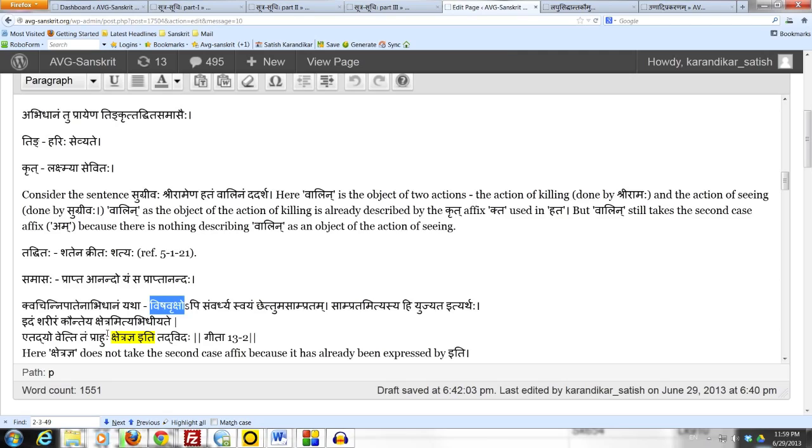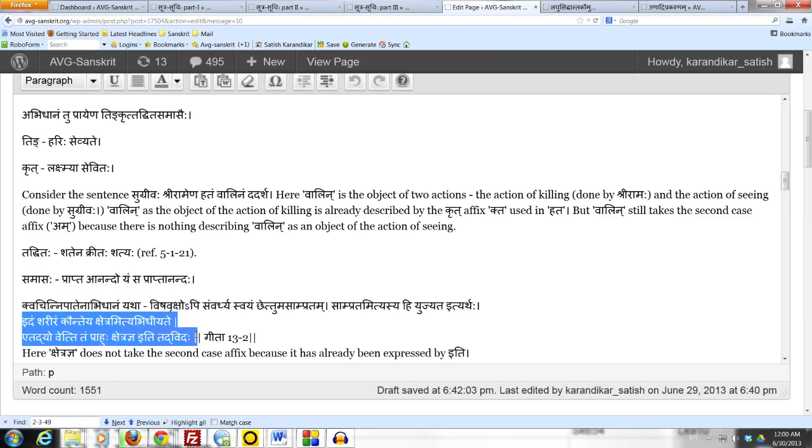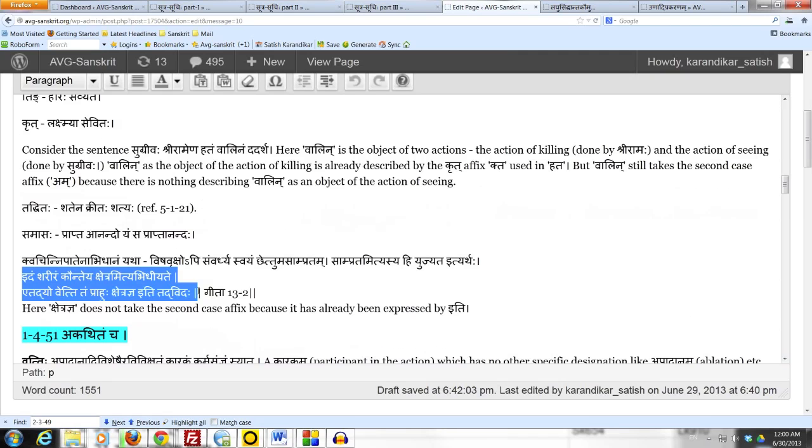Let's take another example where a Nipataha does the Abhidhanam, the description. From the Gita, chapter 13, verse 2. Idam shariram kaunteya kshetramityabhidhiyate etadyo vetti tam prahu kshetrajna iti tadvidaha. Tadvidaha means the experts, the knowers of that. Kshetrajna iti prahu. Tam kshetrajna iti prahu. They talk of him as the kshetrajna, the knower of the field.